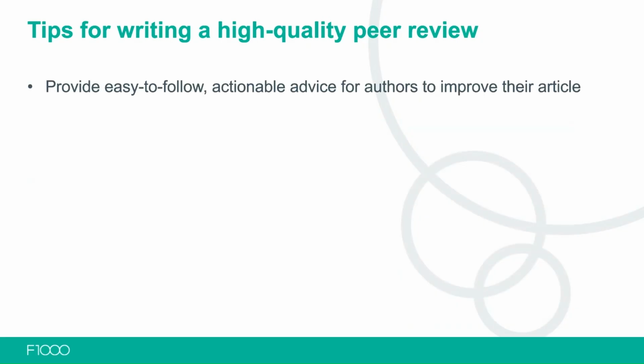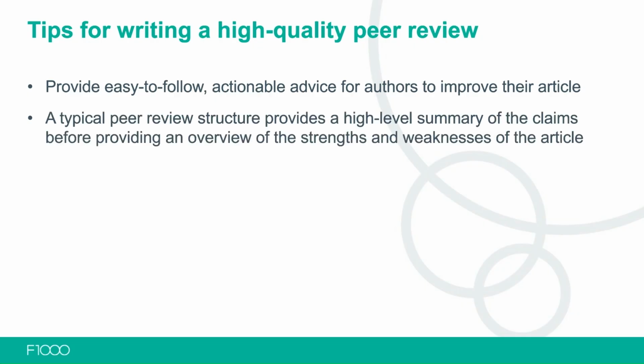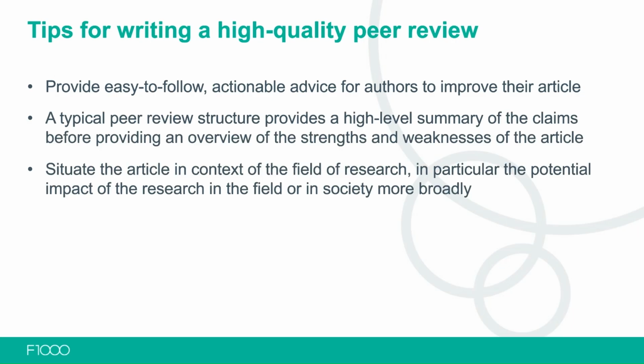Firstly, the review should provide easy-to-follow advice for authors, with concrete actions that they can take to improve the quality of their article. Typically, a peer review report provides a high-level summary of the conclusions and the claims in the paper, with an overview of both the strengths and weaknesses of the paper. The peer review should showcase how the article fits within the current field of research and suggest the potential impact that the findings might have both in the field or in society.